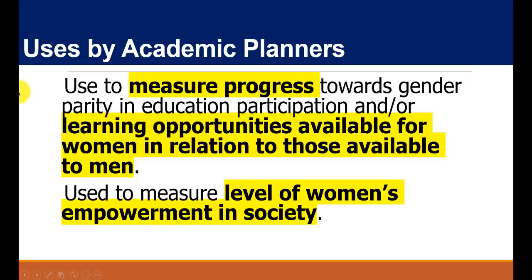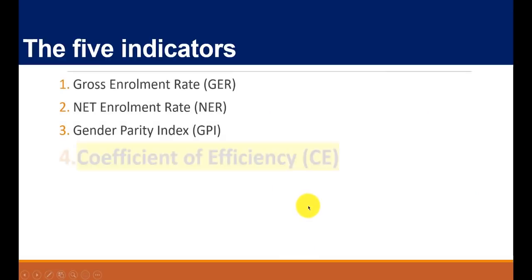Academic planners, that's our group, your group, use it to measure progress towards gender parity in education, in education participation, and the learning opportunities that are made available to women relative to those of men. You'll also use it to measure the level of women's empowerment in society. For the Nigerian university system, it's not too bad, but you're going to see some comparisons and it's going to be quite interesting for you.